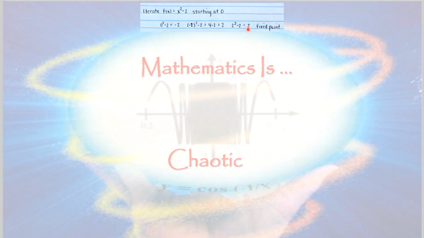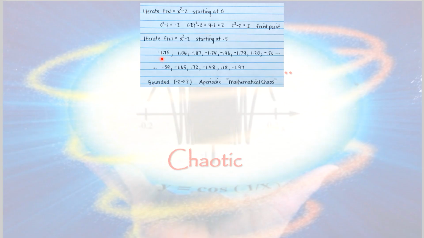Let's start at 0.5. 0.5 squared minus 2 is negative 1.75. And we'll look at some more outputs from computers. There's some positives, some negatives. Not really sure what pattern is going on there. Sometimes, though, the pattern takes a while to reveal itself. So let's go all the way out to iterates 100 through 105. And still not much pattern. The last two maybe look a little bit like 0 and negative 2, but that's an accident. It does not continue in that direction.